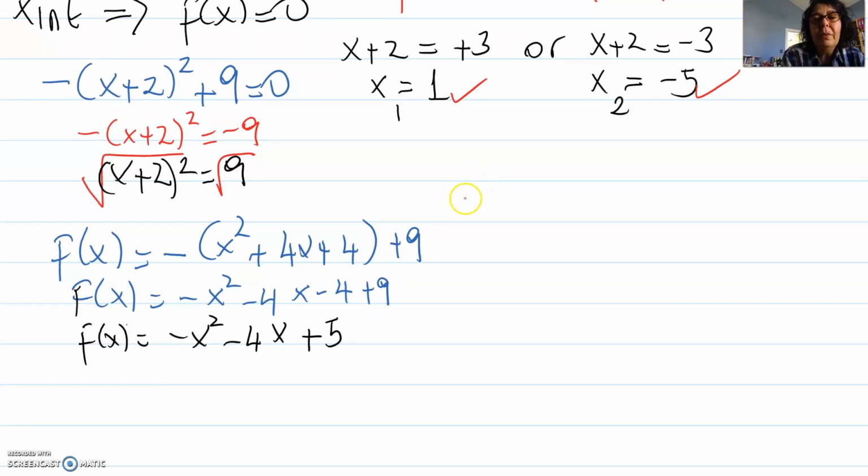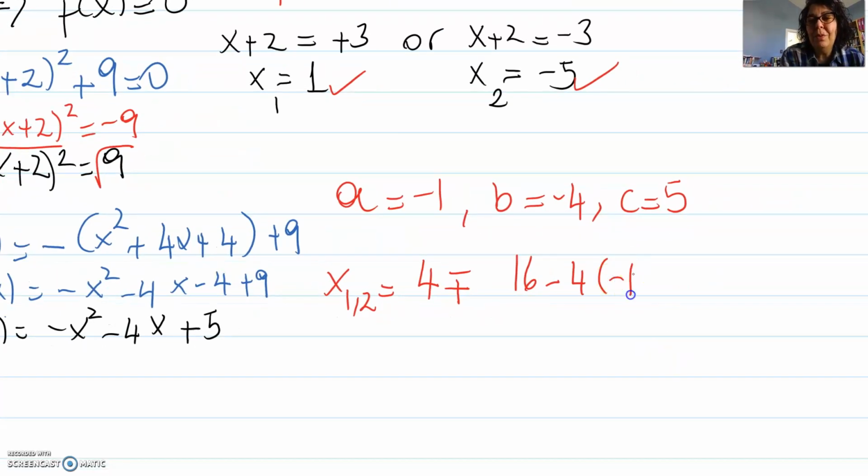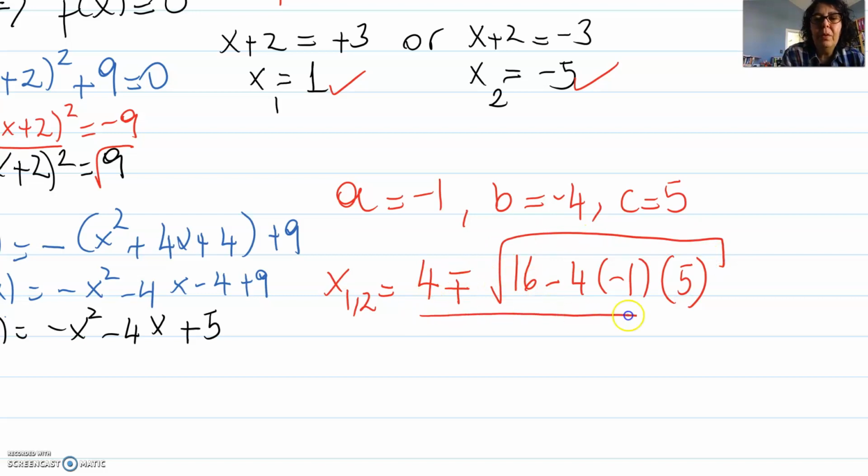which you might need to in the exam. So you identify your a, b, and c's. And then we will write down x1,2 equal to negative b, which is 4, plus or minus the square root of b squared, 16, minus 4, parentheses, negative 1, use it this way, parentheses 5. So everything is in the square root here, all over 2a, which is negative 2.